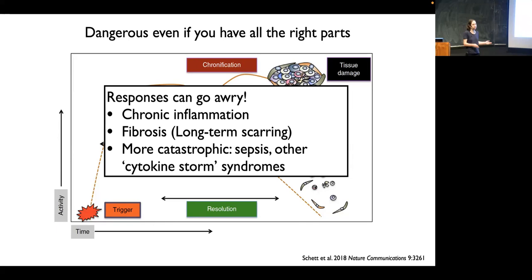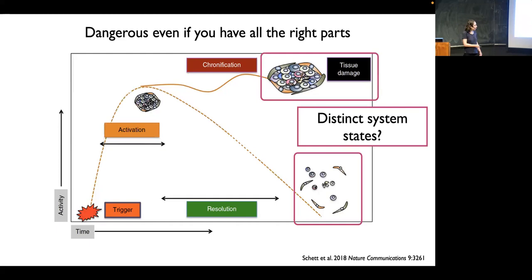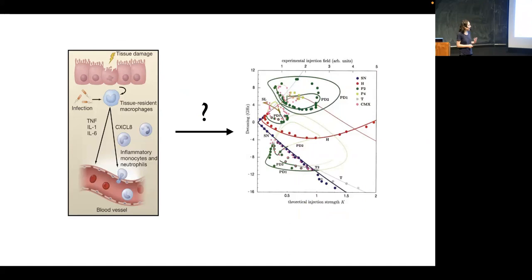So for a long time, we've drawn schematic diagrams that look something like this, which implicitly imply that there are distinct states underneath the hood, that maybe we can describe inflammation in this way. But we have very few concrete quantitative ways of doing this currently. So what we'd really like to ask is how we can go from a picture of inflammation that looks like this to one that looks more like this.